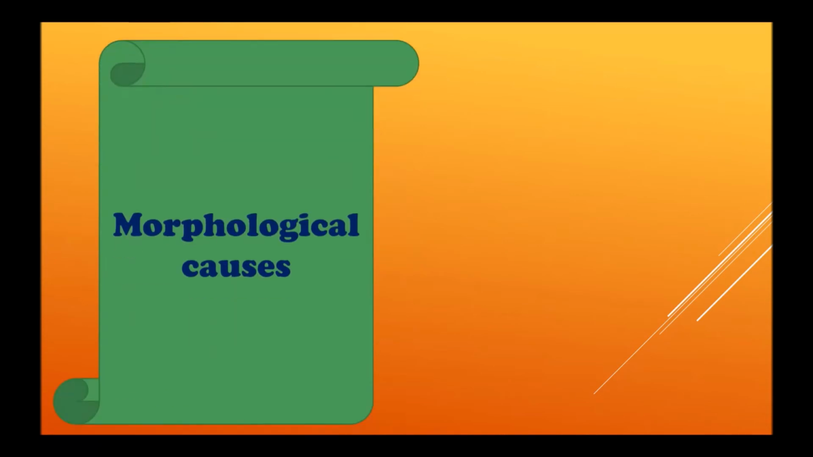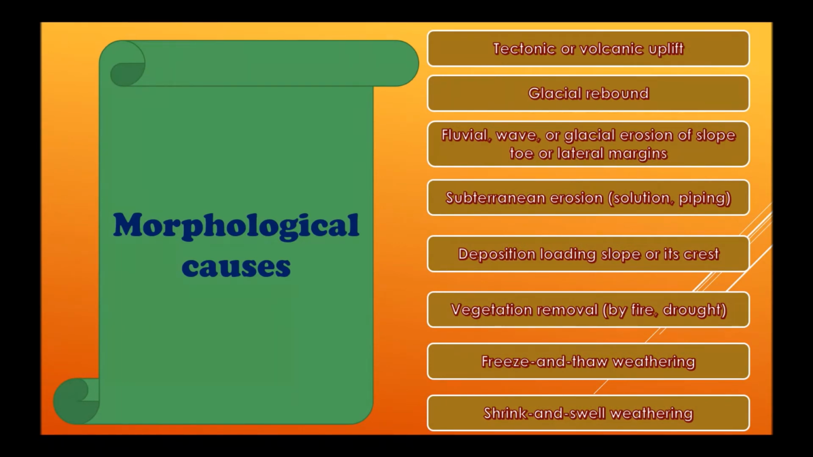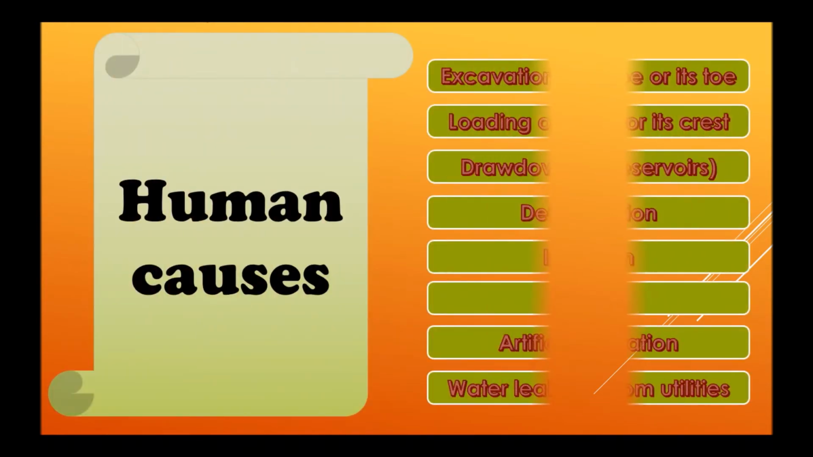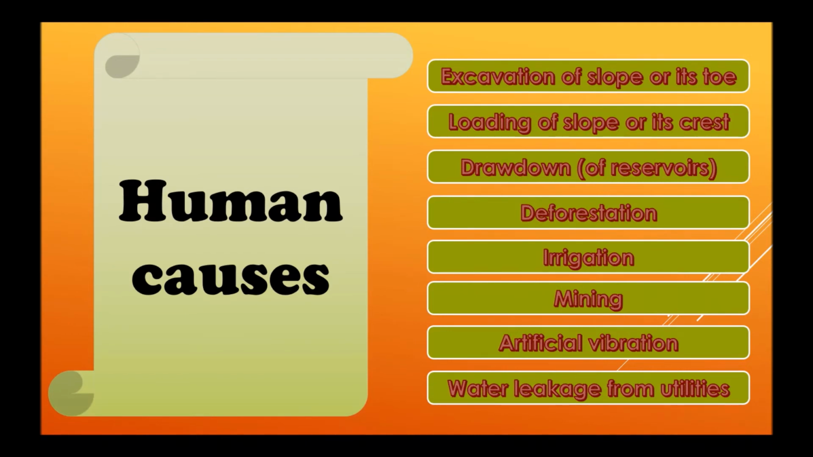The next cause is morphological causes. Tectonic or volcanic uplift, glacial rebound, fluvial wave or glacial erosion of slope toe and lateral margin, subterranean erosion, deposition loading slope or its crest, vegetation removal, freeze and thaw weathering, shrink and swell weathering. The next cause is human causes. Excavation of slope or its toe, loading of slope or its crest, drawdown, deforestation, irrigation, mining, artificial vibration, water leakage from utilities.